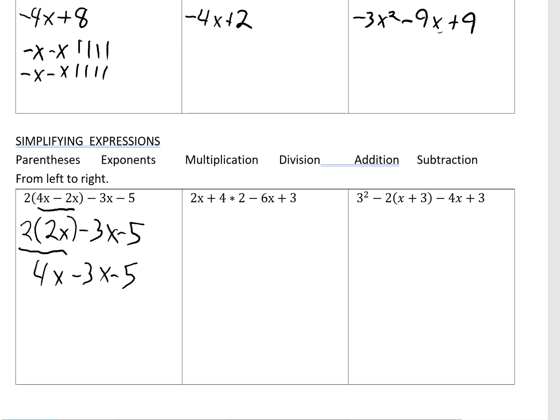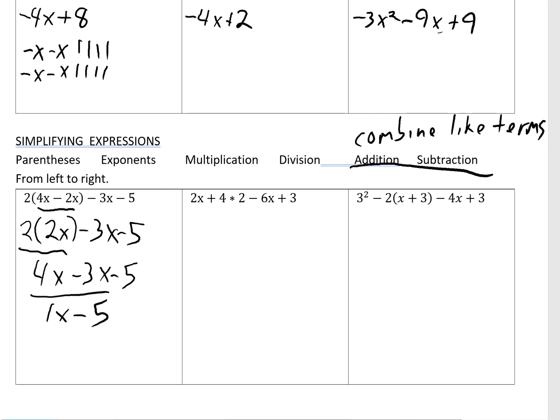And then we're going to add and subtract, but when you've got variables, that's going to be combine like terms. So this becomes combine like terms. Okay, so I'm going to combine my x's. 4 minus 3 is 1. And I'm left with a -5 that I can't combine. So that's simplified because it's just terms that I cannot combine. No more multiplies, no more parentheses, just terms added or subtracted that I can no longer combine.